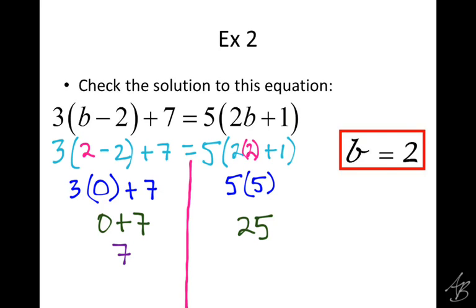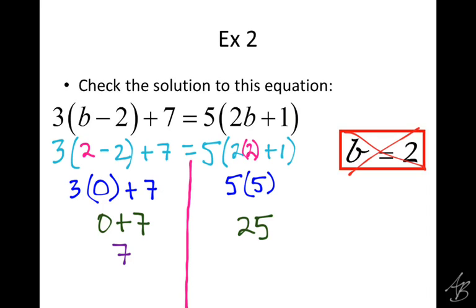So is this the correct answer? No. What do you think I should do to show that that is an incorrect answer? Yeah, we're going to put an X. We're not just going to put an X like that, but we're going to put an X through the whole thing. That is not a correct answer. We're just going to put an X through it.